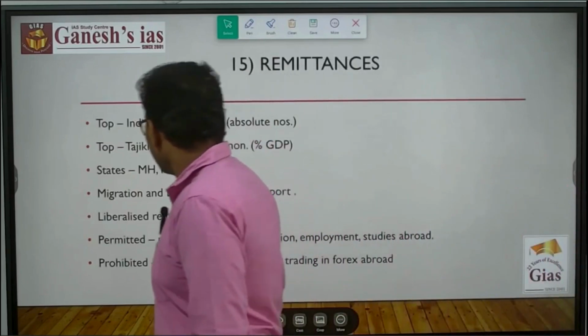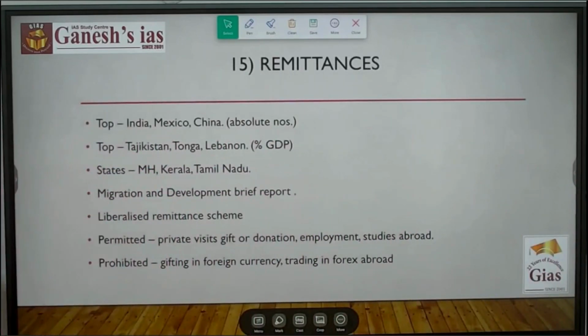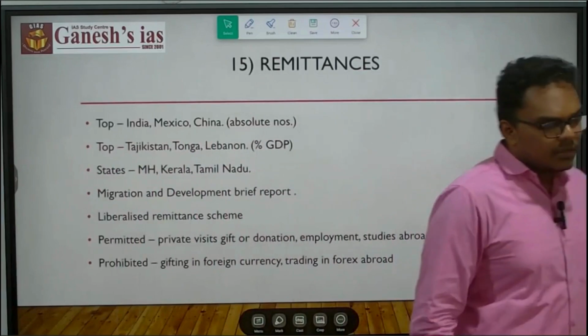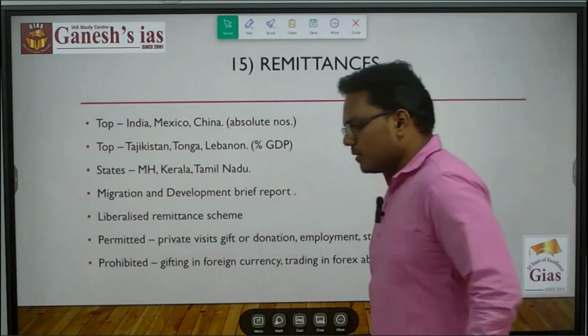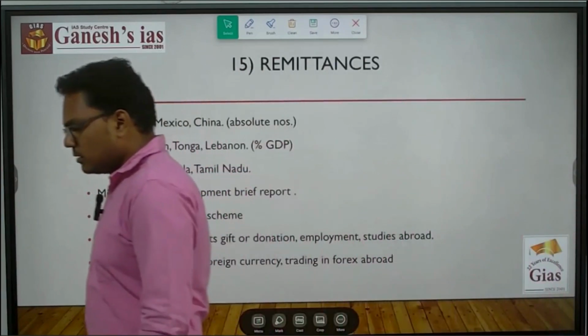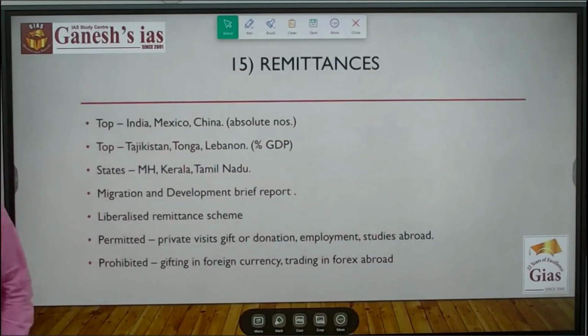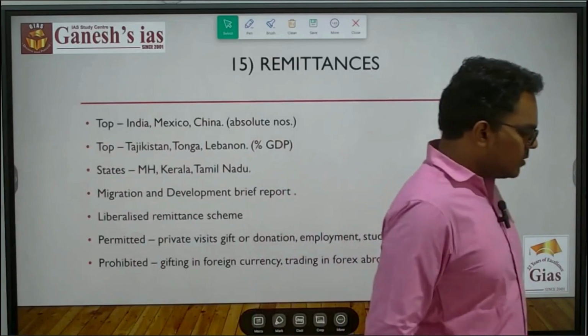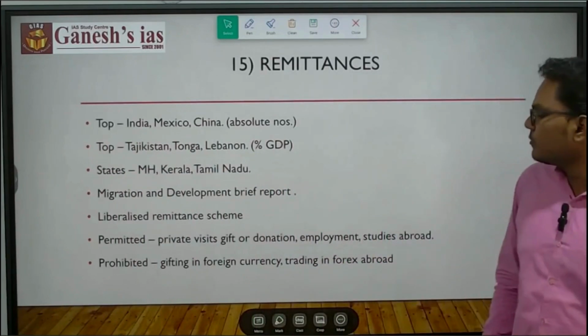And then you need to know about what is this Migration and Development Brief. And then you need to know about what is this Liberalized Remittance Scheme. Recently, RBI has liberalized the limits on credit card purchases for travels abroad. So that is the Liberalized Remittance Scheme. So you just need to go through it.